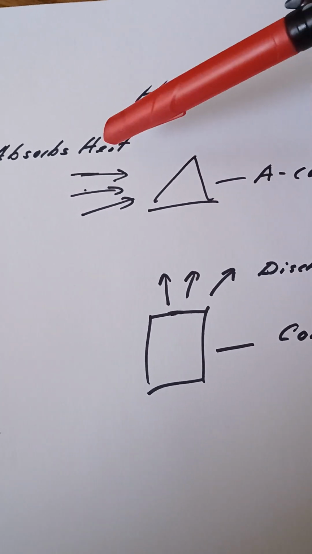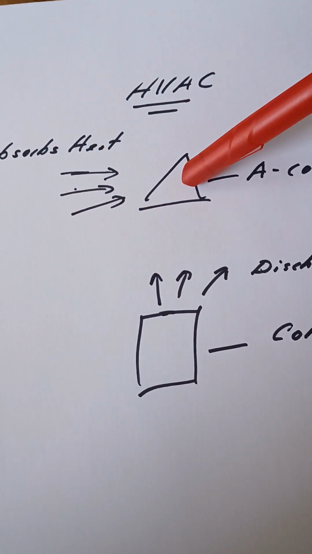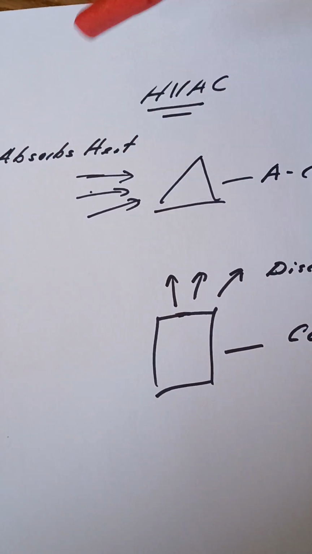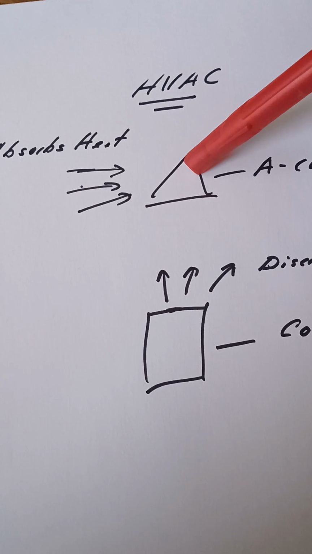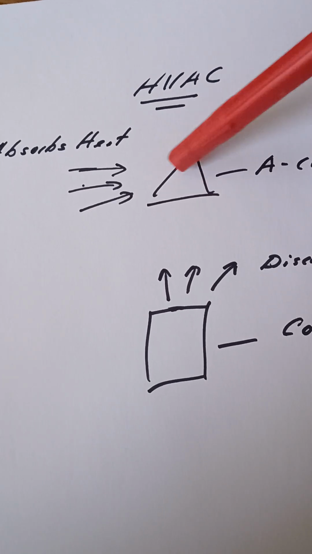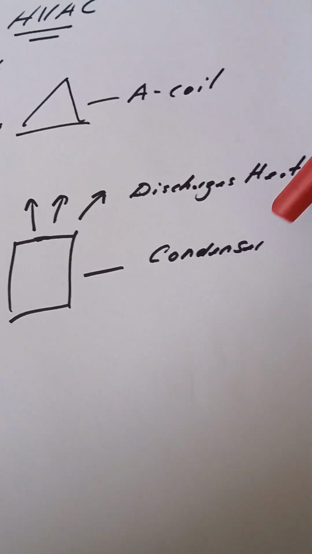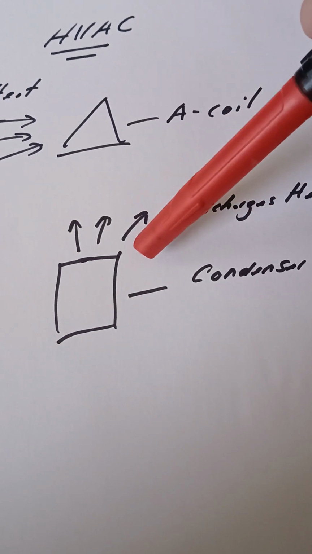What does this A-Coil do? It absorbs heat. So the heat is like a magnet. It goes to the A-Coil. So this is the room, this is the house. It takes the heat, and the heat goes here. That has the cooling effect. It warms up this, but it has refrigerant here. The condenser outside discharges the heat. So the heat goes off.